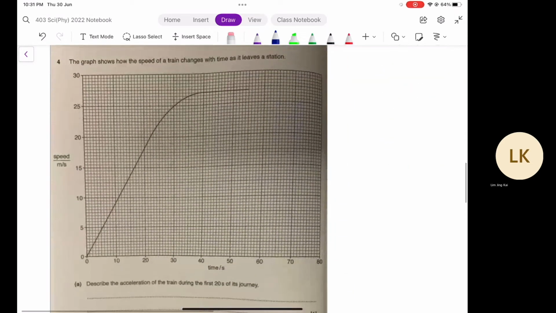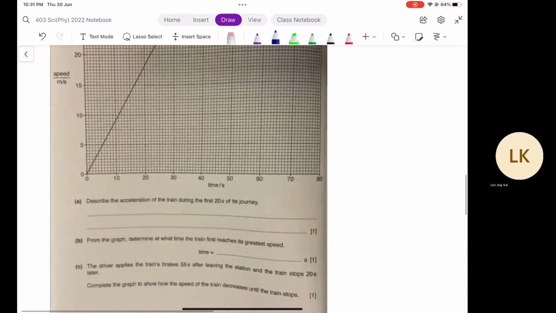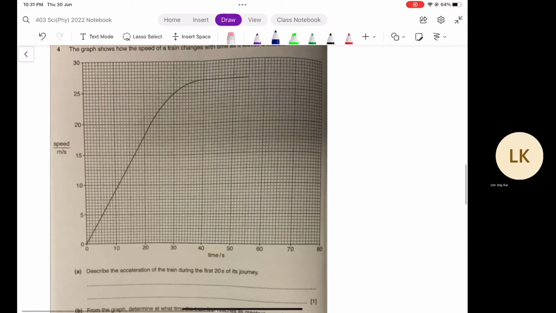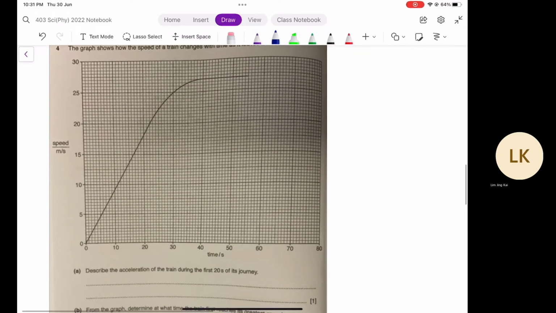Okay, in this particular question, we are looking at the speed time graph of a train that left on a journey. Okay, so part A, describe the acceleration of the train during the first 20 seconds of the journey. So if you look back at the question itself, you notice that the first 20 seconds of the journey is over here, and from 0 to 20 seconds, the graph looks like a straight line, an inclined straight line to be exact.